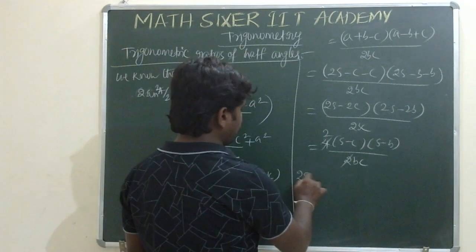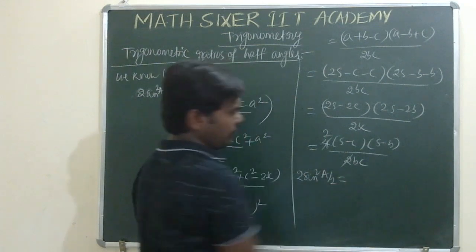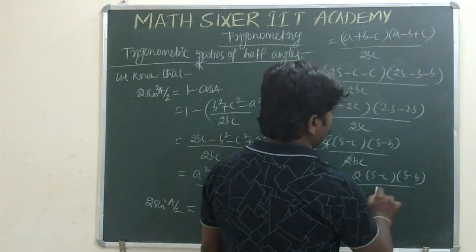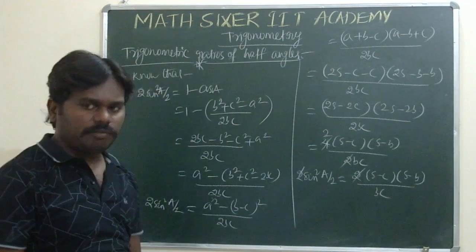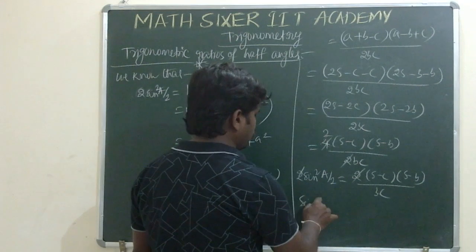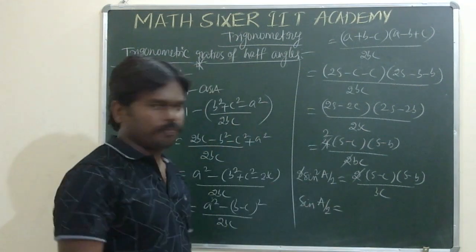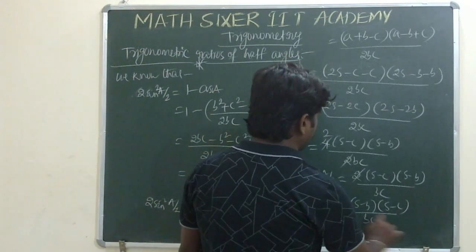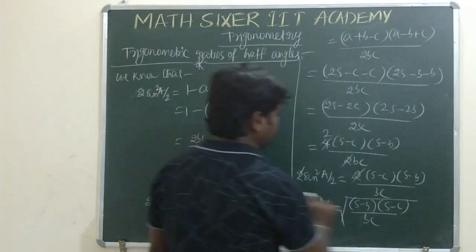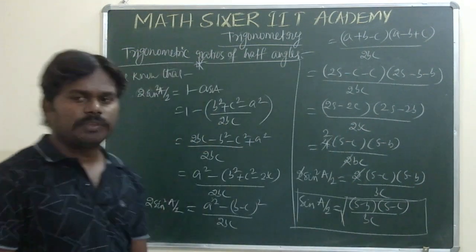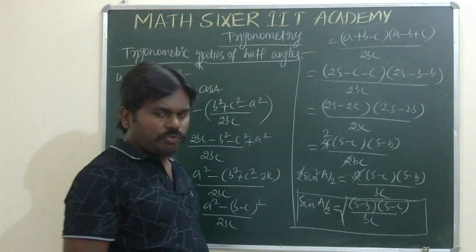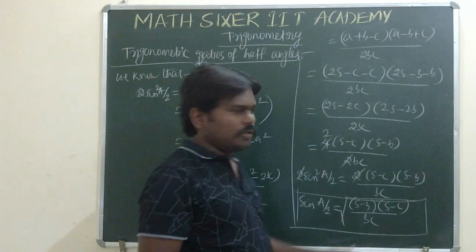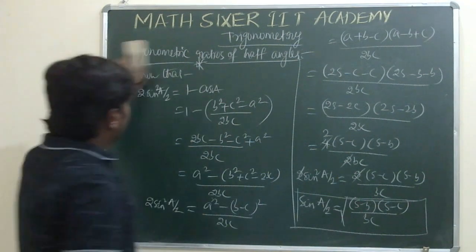So 2 sin square A by 2 is equal to 2 into s minus c into s minus b, divided by bc. Here 2 will get cancelled, and we can write the value of sin A by 2. So sin A by 2 is equal to the square root of s minus b into s minus c divided by bc. This is the sin A by 2 value.